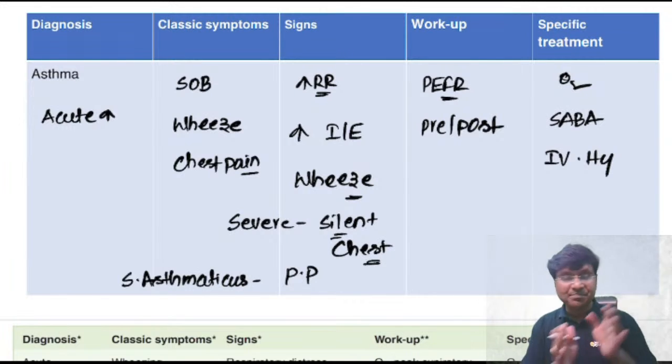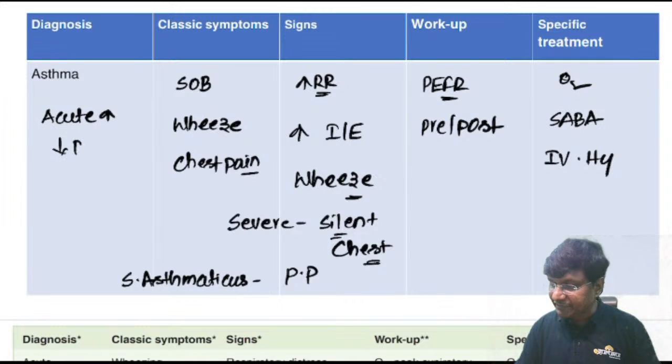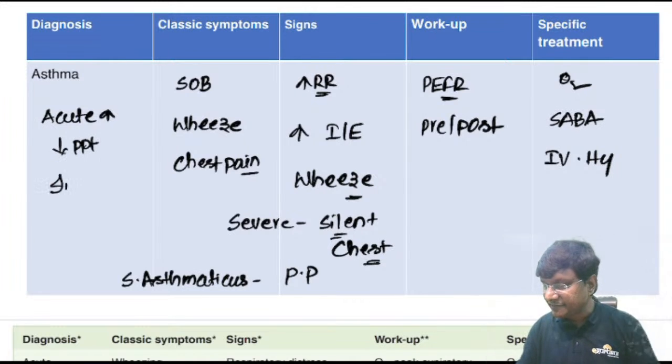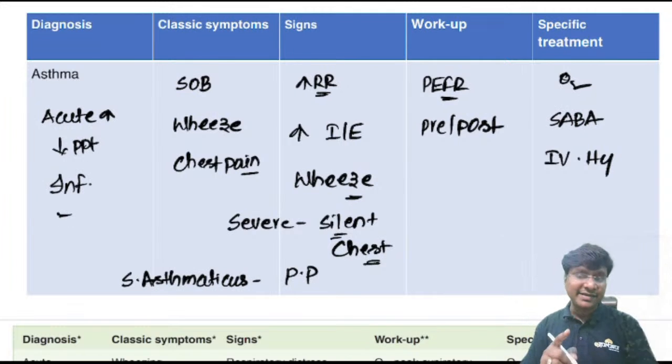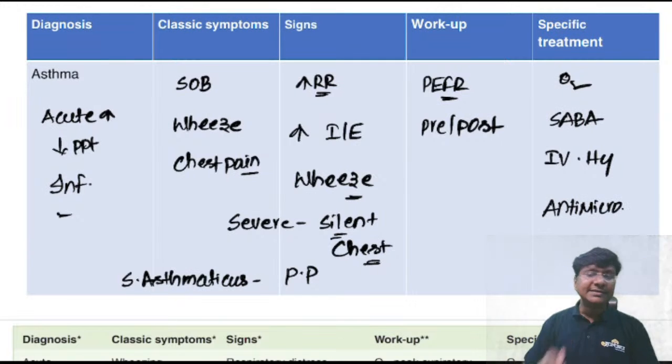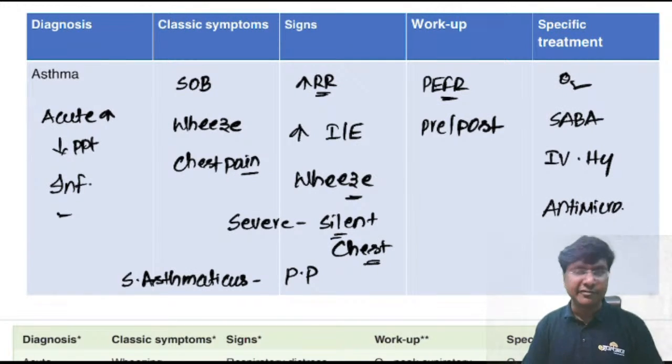And the other very important precipitating factor for the development of acute exacerbation of bronchial asthma is infections. So in the treatment, you also need to give antimicrobials. That is mainly to counter this precipitating factor, that is infection.